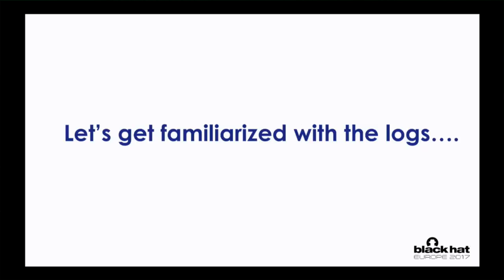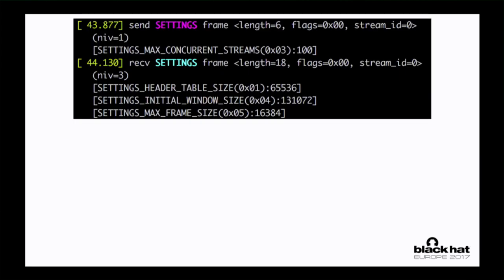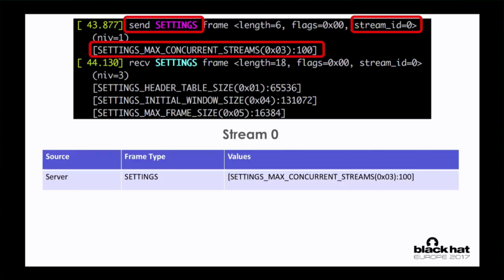So let's get familiarized with the logs. This is a snippet from the server log. Keep in mind, whenever you see sent or receive, this is the server side. I just want to bring you two examples to see how we can read those logs. In the first example, we see that the server is sending a settings frame over stream ID 0. And within that frame, there is a single setting, which is the max concurrent streams that the server is willing to handle in this connection.